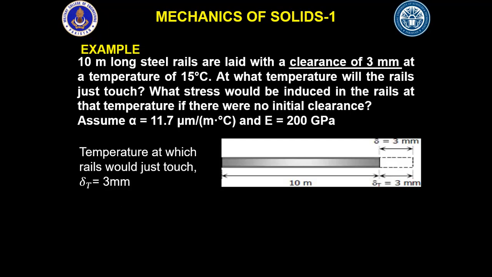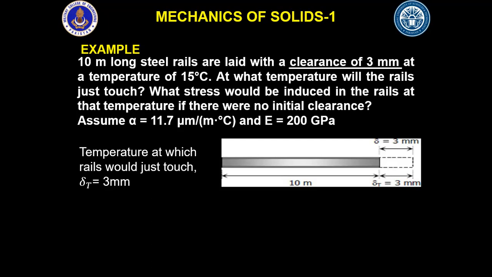Now, this is an example over here. 10-meter long steel rails are laid with a clearance of 3 millimeter at a temperature of 15 degrees centigrade. When the steel rails were placed, they were having a temperature of 15 degrees, so they were given a clearance of 3 millimeter, and the length is how much? 10 meters. At what temperature will the rails just touch?